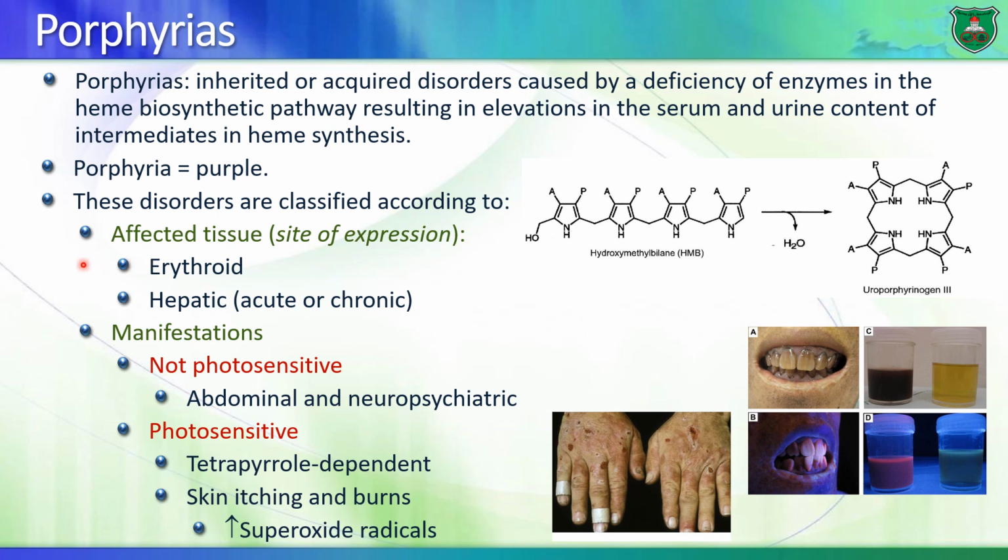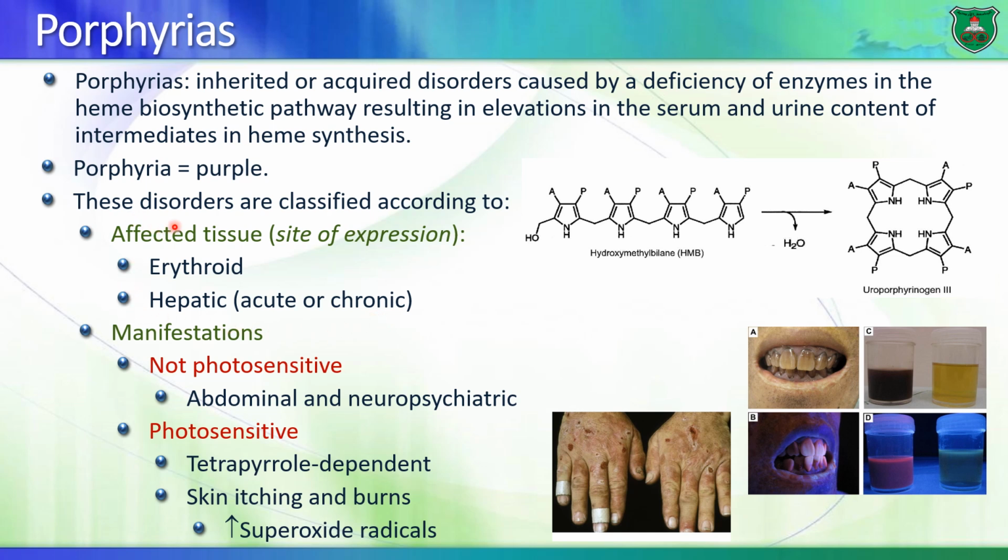So they can be classified as erythroid-specific diseases or conditions, or hepatic. And hepatic can be acute or chronic as well, depending on different circumstances the patient lives in, such as ingesting certain types of food, taking certain drugs, ethanol, alcohol, for example, and so on.